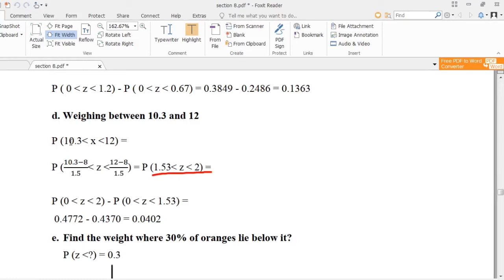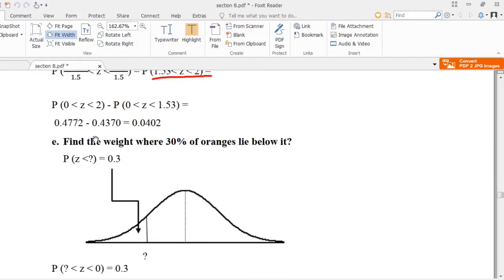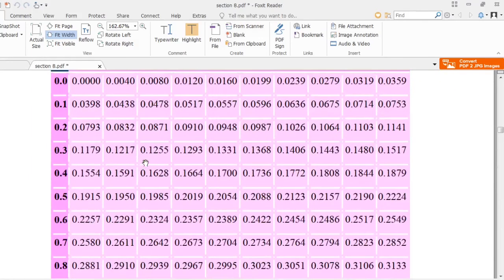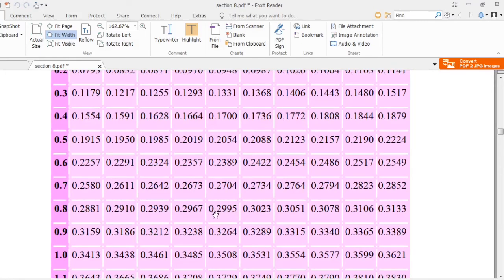Here is also the same, just between the values. Here is the difference, here is the point that you need an idea about. He asks, what is the weight where less than it have 30%, which means 0.3. So we'll go to the table and search for the area that is near or exactly 0.3. So here it is.